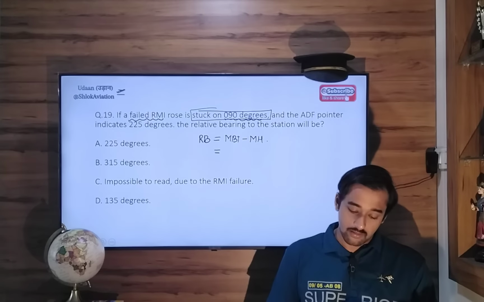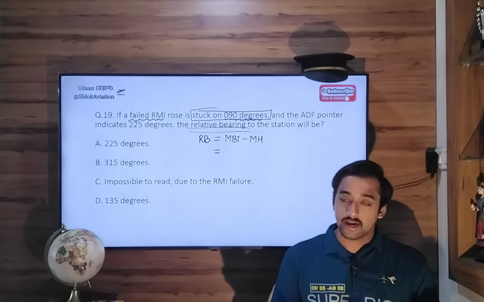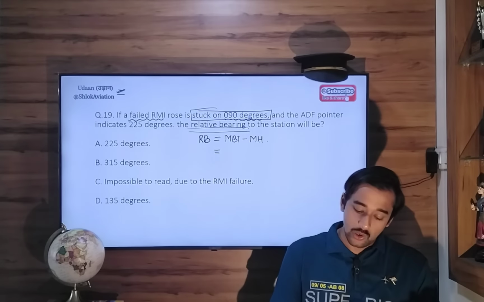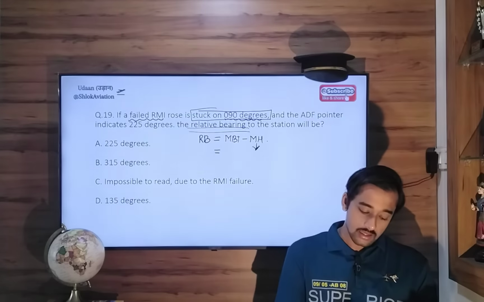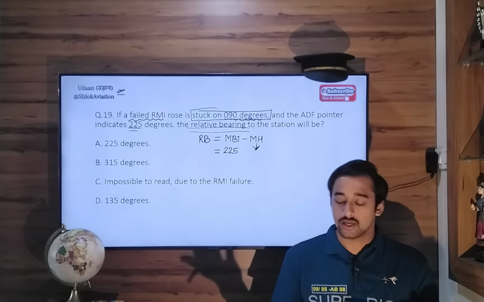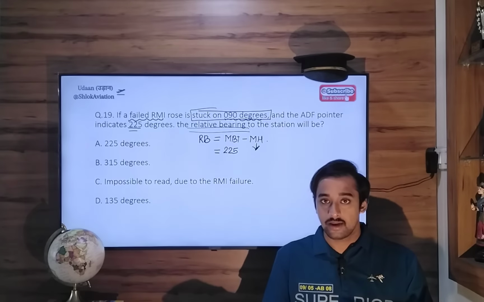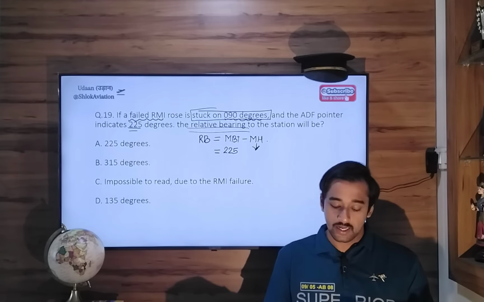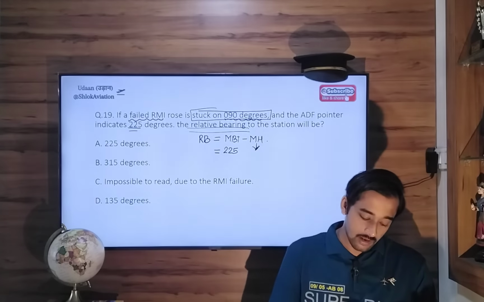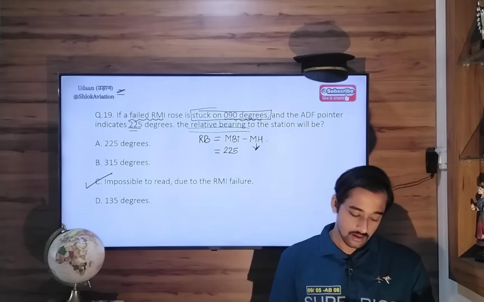That won't get affected. So what will be the relative bearing of your aircraft? For relative bearing, you should know a correct magnetic heading. The 225 is correct, which is your QDM towards that NDB station. But without a correct magnetic heading, you won't be able to find the relative bearing. So the correct option will be impossible to read due to the RMI failure.